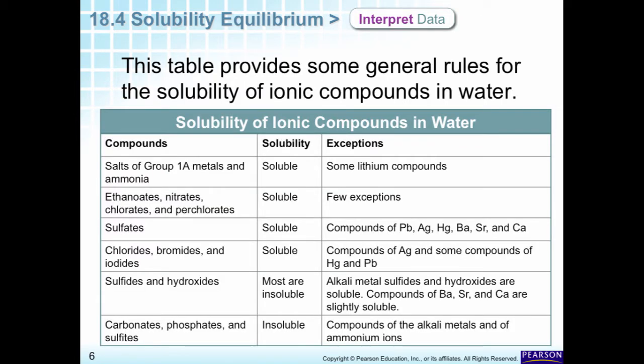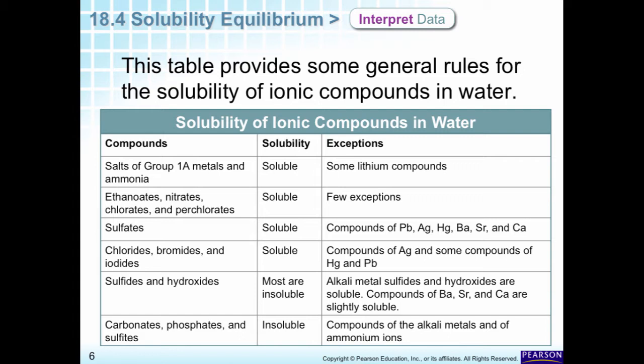So here's a table that summarizes some of the solubility rules for ionic compounds. Anything in group 1A, metals and ammonium, are soluble. Now there are a few exceptions. Some of the lithium compounds are not soluble. Ethanoates, nitrates, chlorates, and perchlorates all tend to be soluble. The most important of those are nitrates, chlorates, and perchlorates. Sulfates are soluble except for those with the metals on the right-hand part of the table.